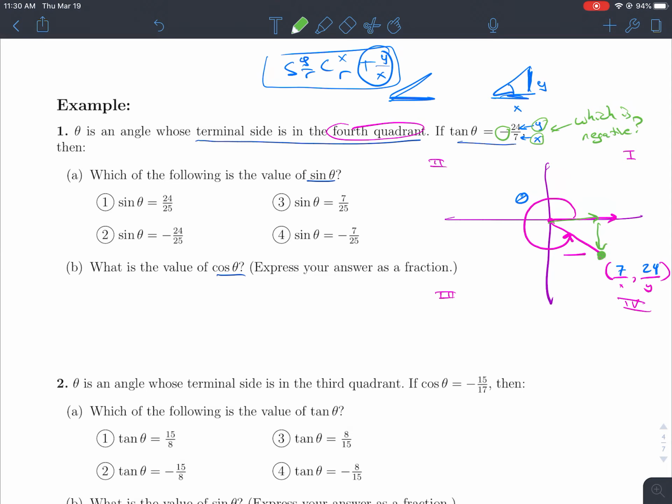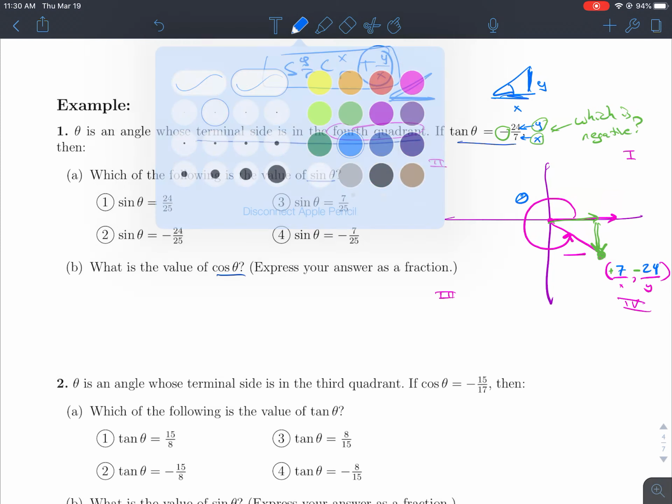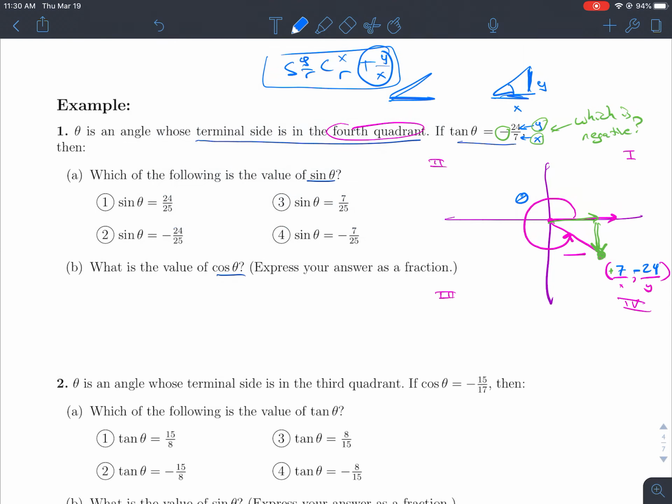So is x positive or negative? Well, you're moving to the right, so x is a positive number. So that's positive 7. But because you're going down 24 units, y has to be a negative number. So I'm going to make that a blue negative so that it doesn't get lost in the mix here. Negative 24. All right. And then next up, we need to find our radius.